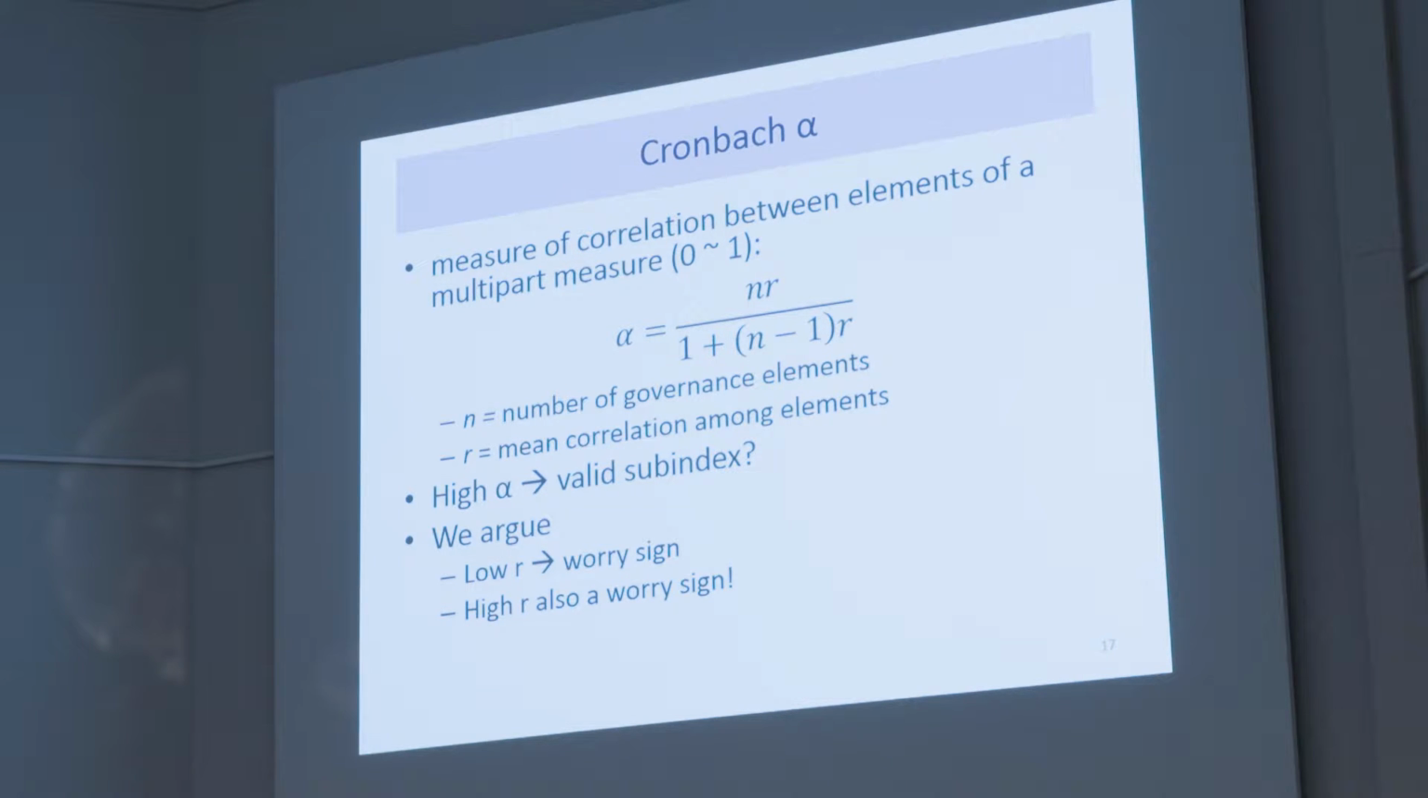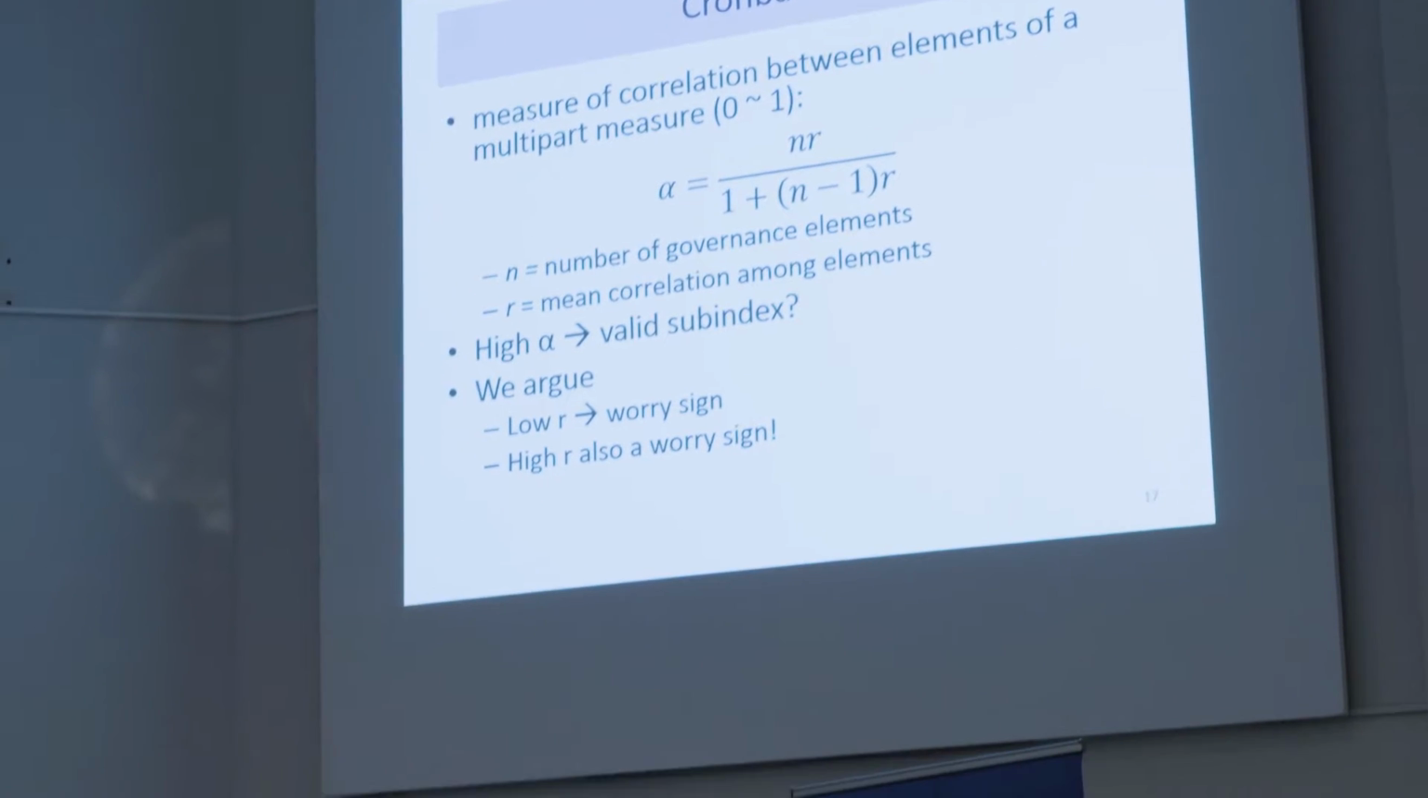So if you're doing a test in education or psychology, you want to have lots and lots of questions. Well, we don't have lots and lots of questions. We only have so many aspects of governance that we think we can measure and are similar. So our n is going to be limited. And then r is this mean correlation among elements. But I've suggested to you that it's kind of a spurious measure. You'd be worried if the elements don't correlate at all, but you'd be worried if they correlate too much, because then you're just measuring the same thing.